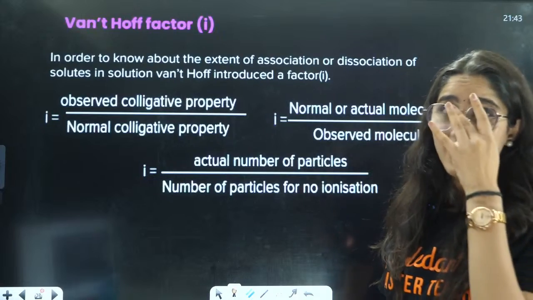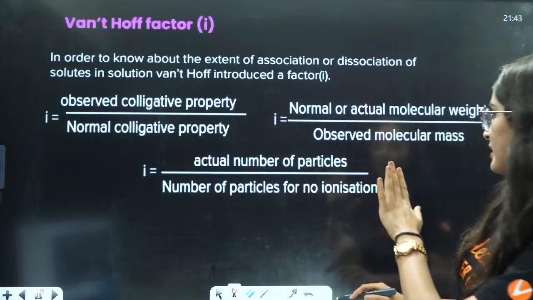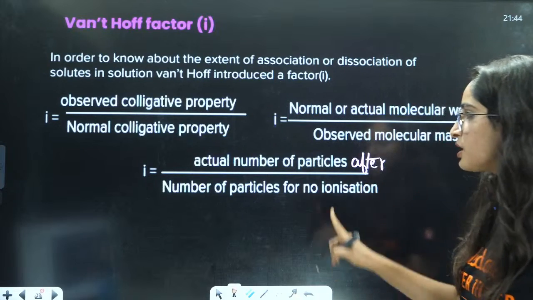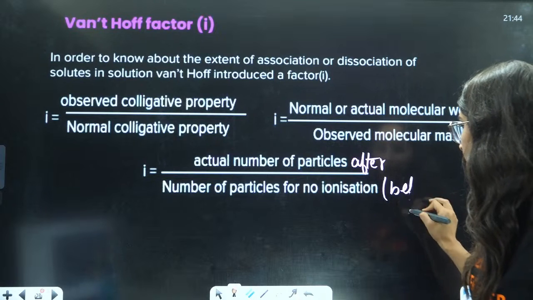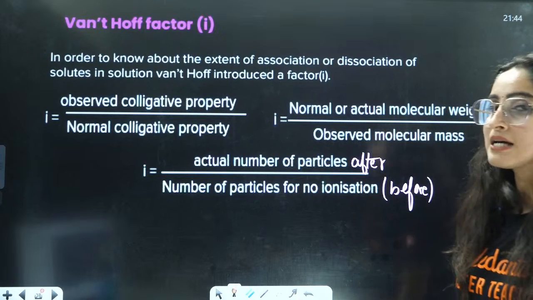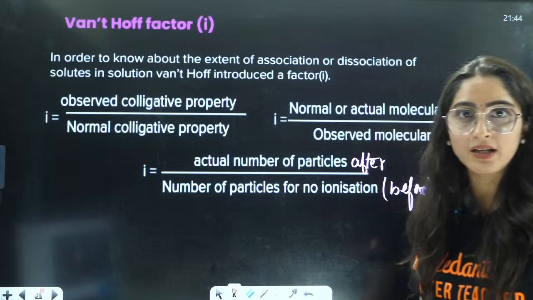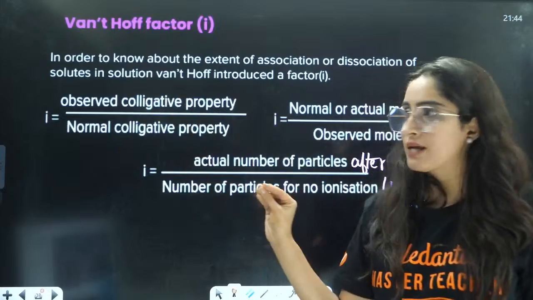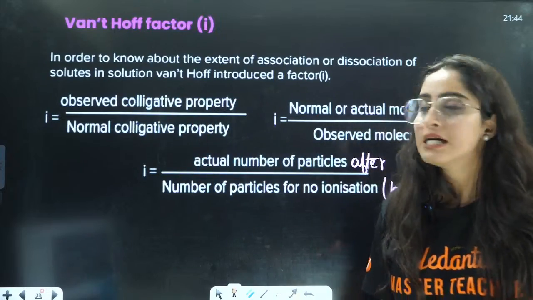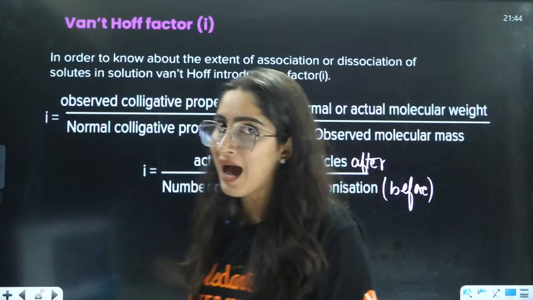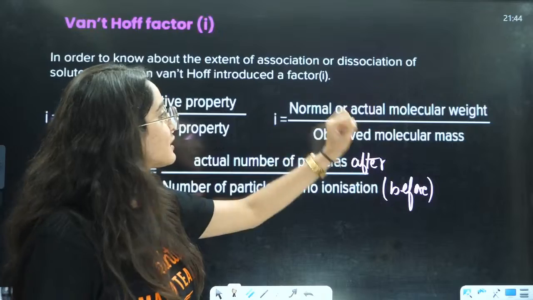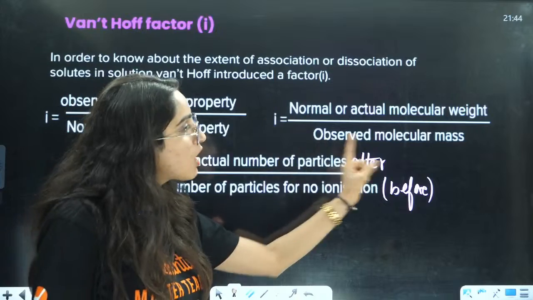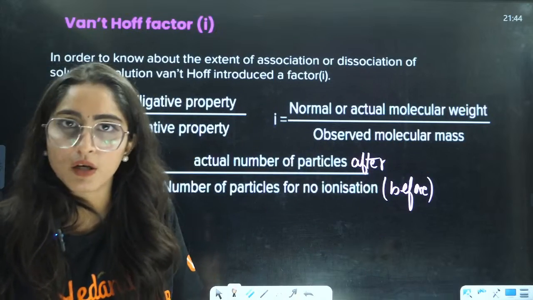Now let us see what this Van't Hoff factor is. This Van't Hoff factor is the number of particles after association or dissociation divided by the number of particles before association or dissociation, right? If you want to write it in the form of colligative property, it is the observed colligative property by the normal colligative property. If you want to write it in the form of mass, this we will see at the end of this lecture, that is the normal or actual molecular weight divided by the observed molecular mass, right?